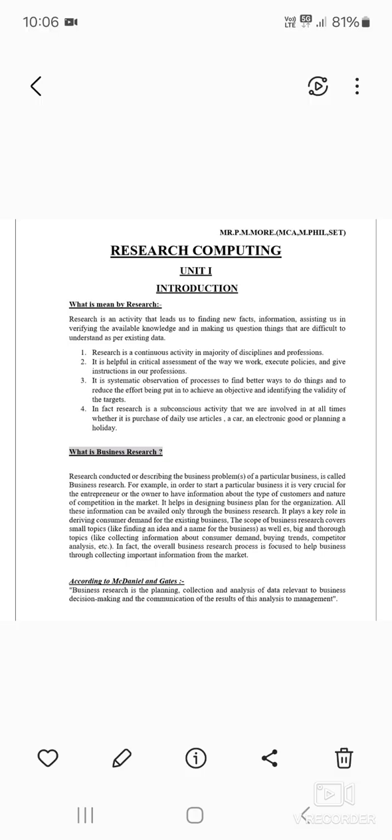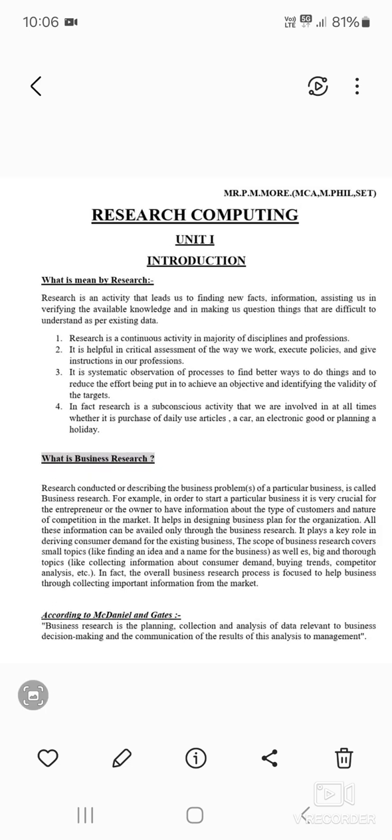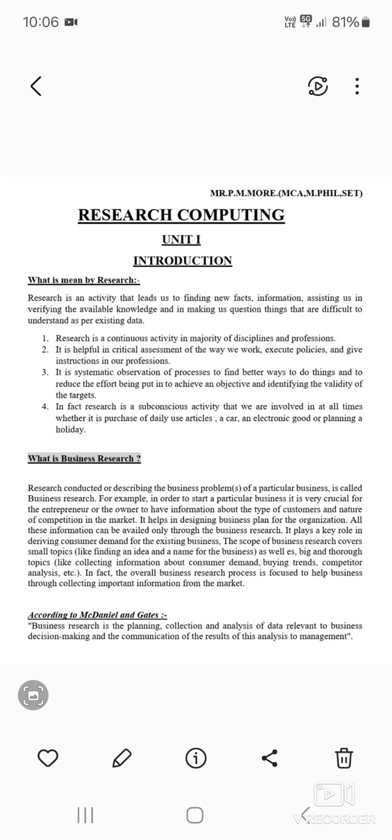So, here is unit 1, that is the introduction of research computing. So, first question is, what is meant by research? Research is an activity that leads us to finding new facts, means finding the new things, new information, and that assists us in verifying the available knowledge and making us question things that are difficult to understand as per existing data.